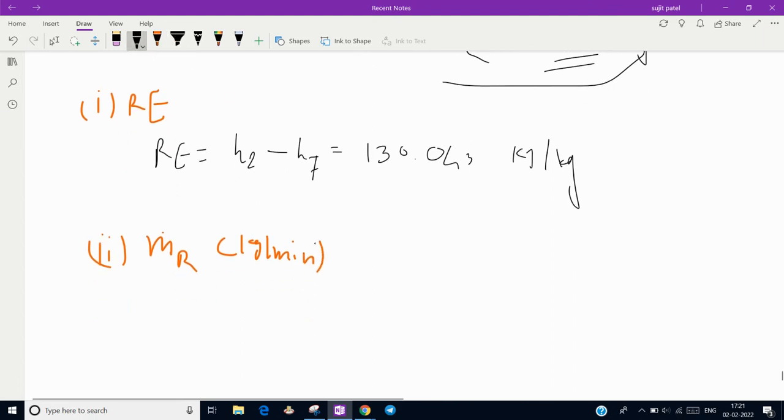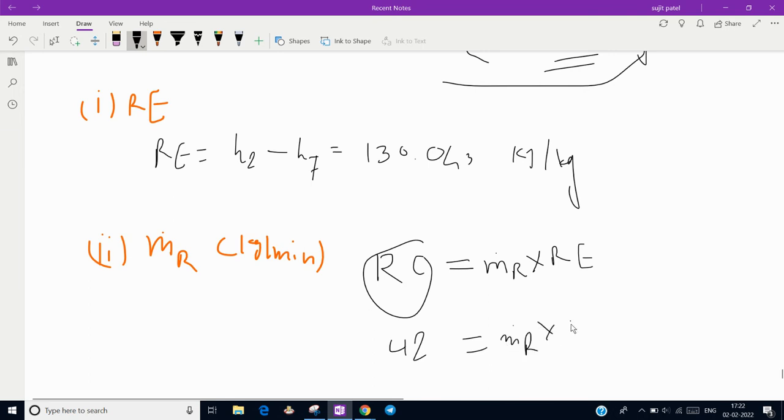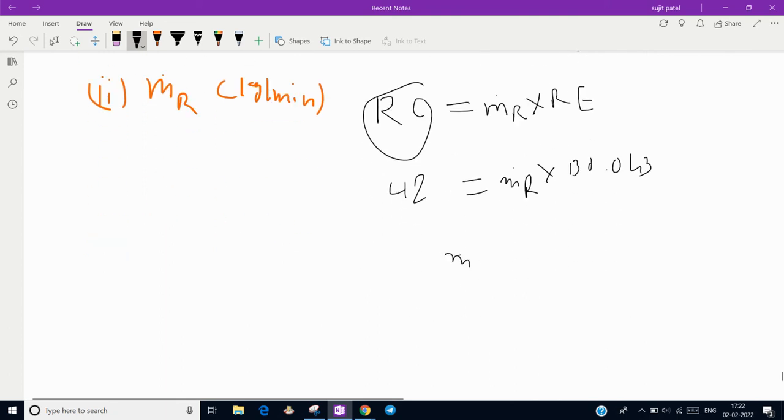So what is the mass flow rate equation? Refrigeration capacity is equal to mass flow rate of the refrigerant into refrigeration effect. We have this is 42 kilowatt, and mass flow rate of the refrigerant multiplied by 130.043. So when you solve this, you will get the mass flow rate of the refrigerant is equal to 0.33 kg per second, but we have to find in kg per minute. So multiply with 60, so you will get 19.4 kg per minute.